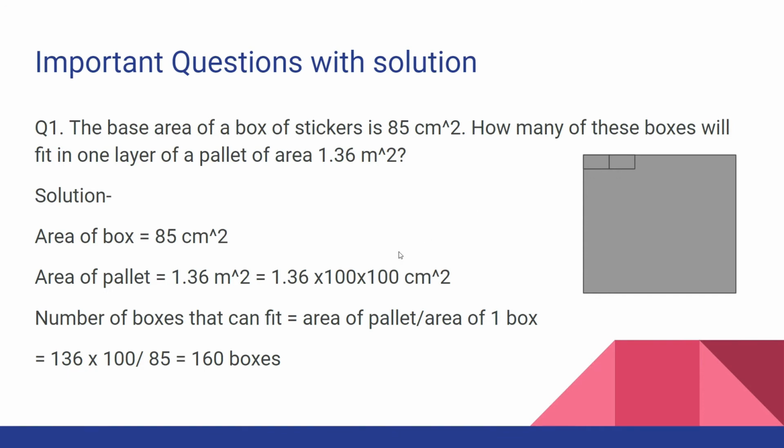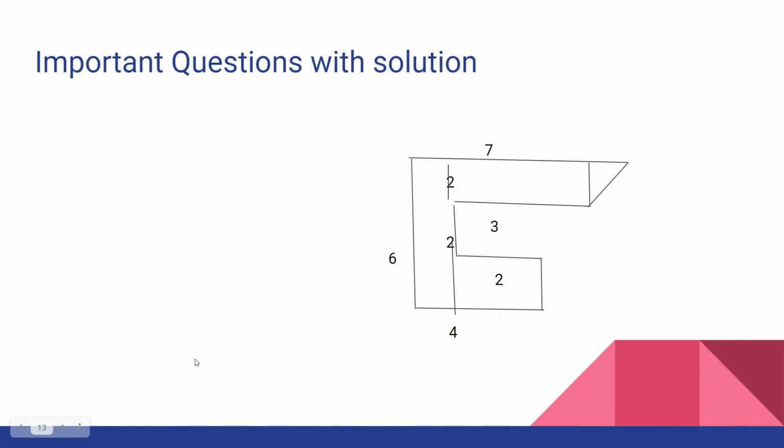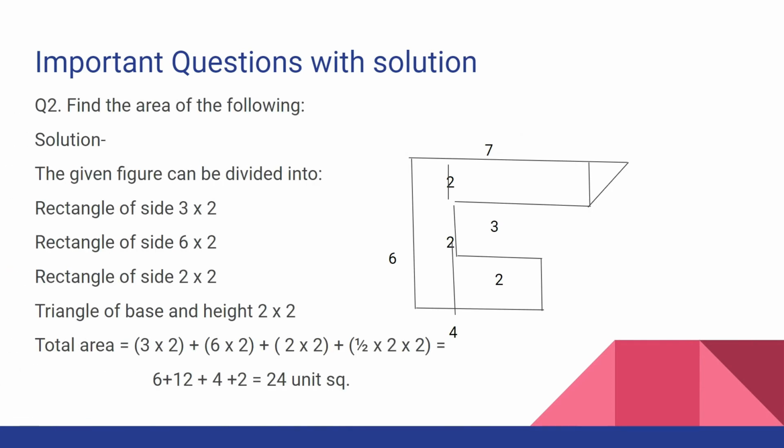So the number of boxes that can fit will be equal to the area of the pallet upon the area of a single box, which on calculating will give 160 boxes. Moving on to the next question, we have to find out the area of the given figure. In this figure you can see there are 3 rectangles, this one, second and third, and 1 triangle.